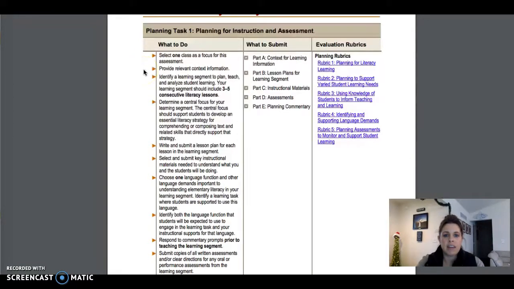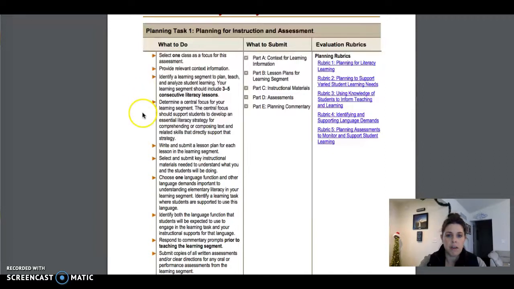Provide relevant context information, and so that's going to be your Part A, Context for Learning, and I will show you where we're going to do all this. It's going to be in TK20 now that you have access, so I'm going to walk you through that also. Identify a learning segment to teach and to plan and to analyze student learning for. And a learning segment is going to be 3 to 5 consecutive literacy lessons. So I just want you and I to focus on 3 lessons and to do them well. But again, remember that this has to be literacy focused.